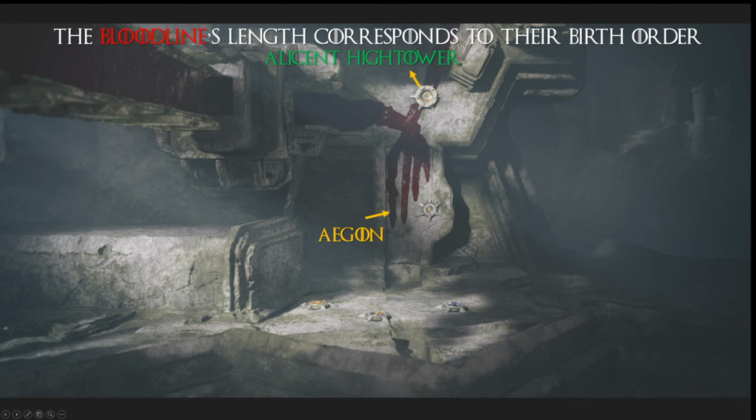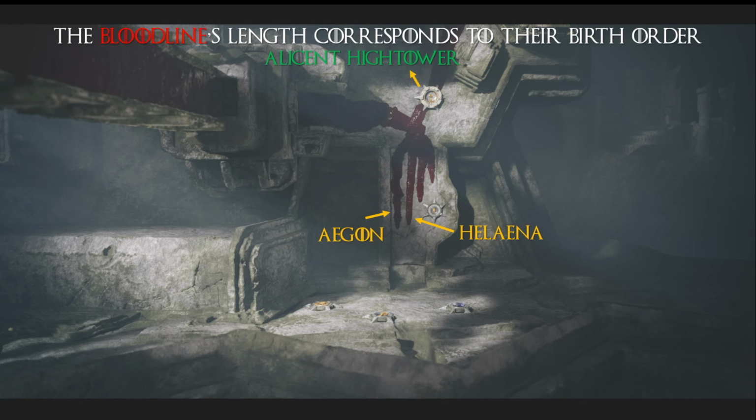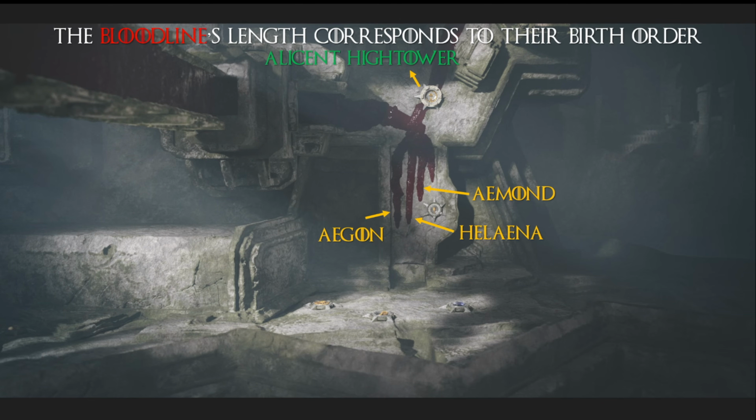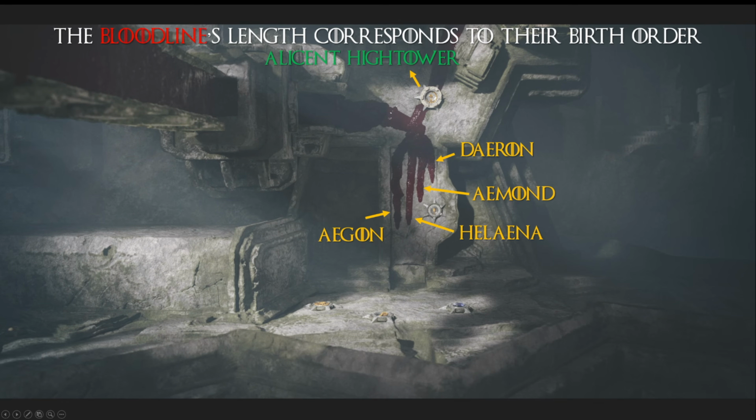The longest one being Aegon, the first son, the second his sister-wife Helaena, the third Aemon, the second son, and fourth, we finally see Daemon Targaryen, confirming that Alicent's 4th child was not actually cut from the TV show as many of the fans feared, but is actually here being confirmed in the opening credit scene.